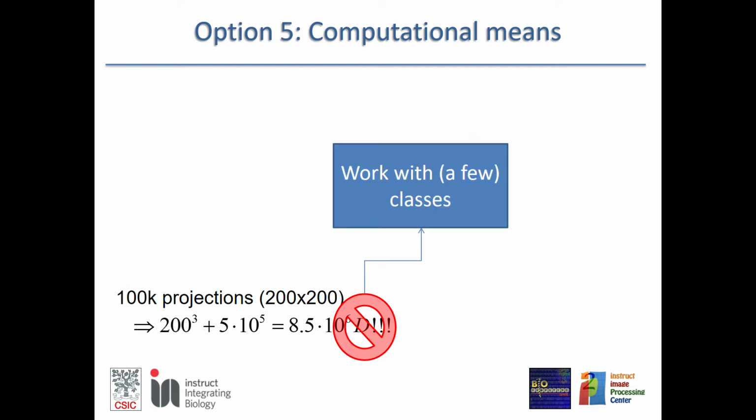And for reducing the dimensionality, instead of working with 100,000 projections, we can work with the classes, for instance, with the 2D classes. So with these 2D classes, you can have, let's say, 100 2D classes. So you only have to find, instead of 500,000 parameters, now you have to find 500 parameters. So that would be a very strong simplification.